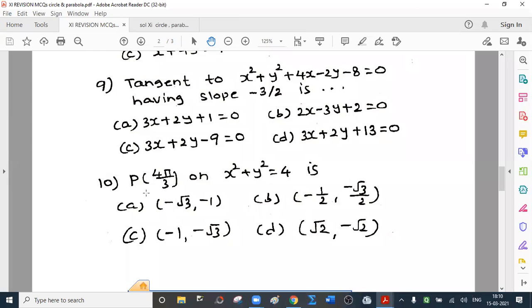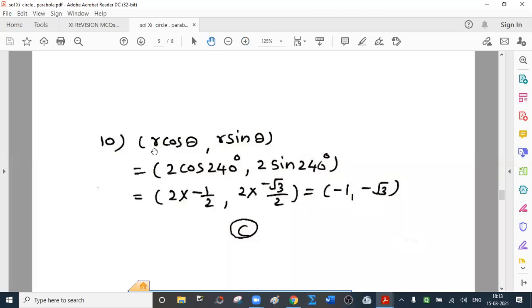Sum number 10. P 4 pi by 3 on the circle x square plus y square equal to 4 is. This is not at all difficult. You should know that x is a cos theta and y is a sin theta. A is radius, that is 2, not 4, because this is a square. And what is theta? 4 pi by 3. See, x coordinate is r cos theta. Instead of a, they have used r. No problem. R cos theta, r sin theta.